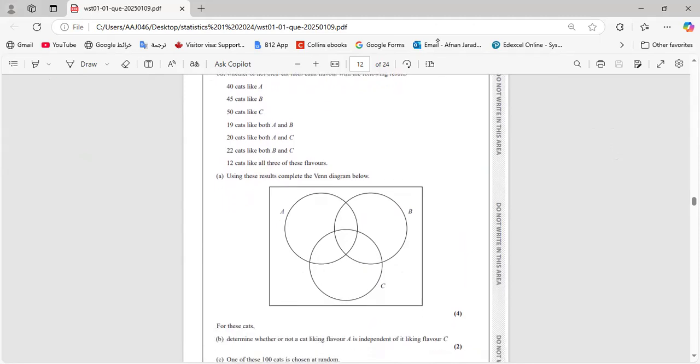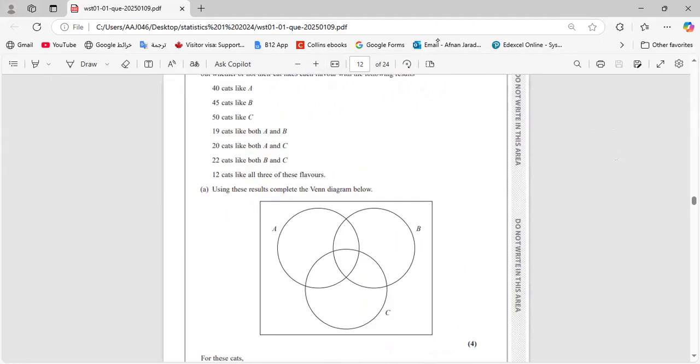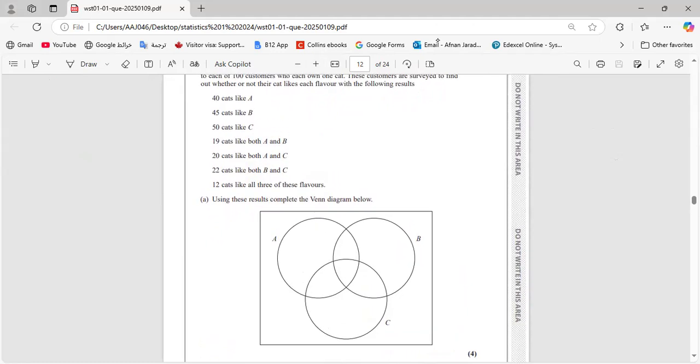40 cats like A, 45 cats like B, 50 cats like C, 19 cats like both A and B, 20 cats like both A and C, 22 cats like both B and C, and 12 cats like all 3 of these flavors. Using these results, complete the Venn diagram. Also, if you need to start filling the Venn diagram, you need to start from the common between 3 events.